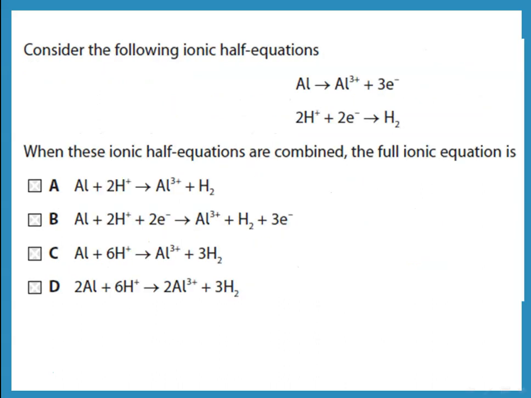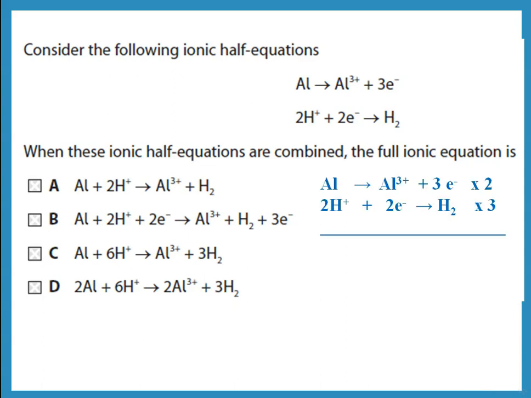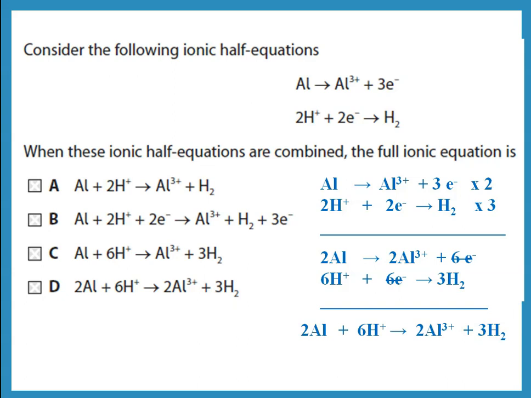Okay? Consider the following ionic equations. When these ionic equations are combined, the full ionic equation is which one? Remember, in order to combine ionic equations, the number of electrons must be the same. So I have to multiply that first one by 2 and the second one by 3. That makes the number of electrons equal. I cancel the electrons and I'm left with this. So that means that my answer is D.